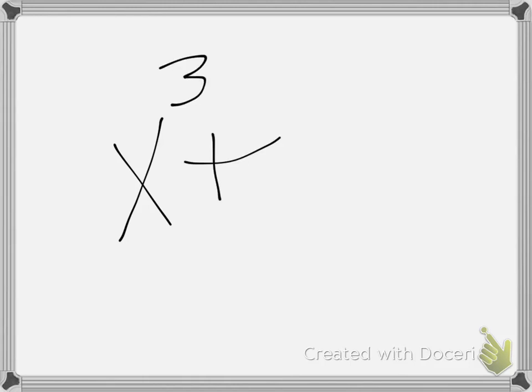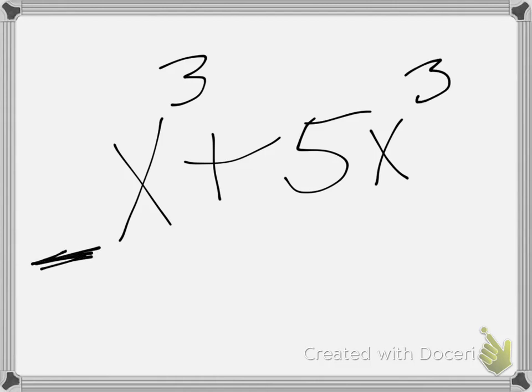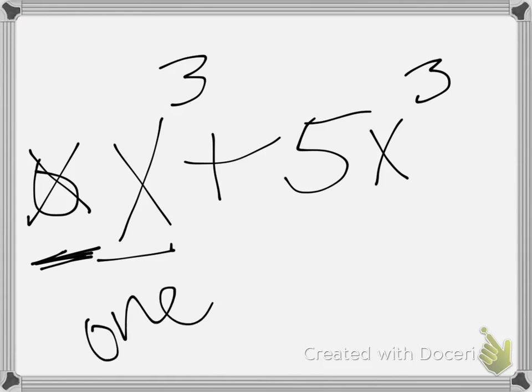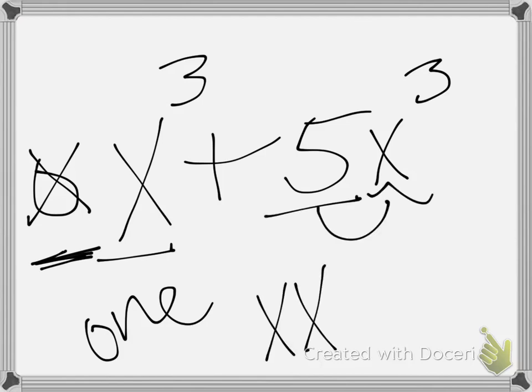Something else you should think about when you are solving problems like this is when you have just x. Say if I had just x to the third plus 5x to the third, just because there's no number right here does not mean it is 0. So if you have 1x, the x is there for a reason. So the 1x signifies that it is 1. And the 5 signifies that there's 5 x's. Instead of writing out 5 x's, you have the 5 and the x.